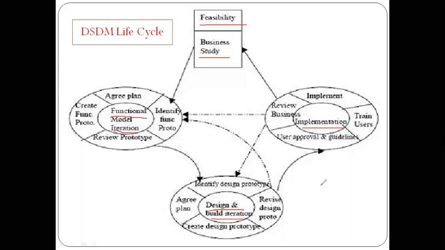That is about the business goals, right? So the first one is a feasibility study about a business. And coming to the second one, here the second one is the functional model iteration.